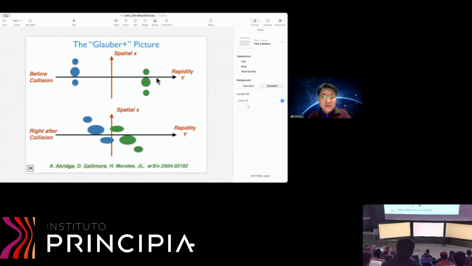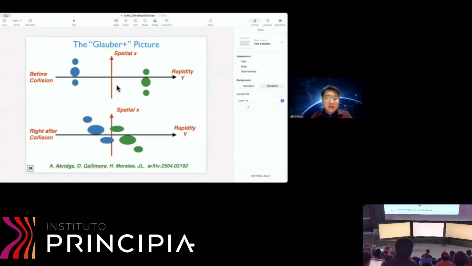So I use this little picture to give you an intuitive idea. Before collision, these are the beam particles. They all have the same beam rapidity. This is the rapidity, the horizontal axis. The vertical axis indicates spatial position x. This is important because the momentum in z and spatial x together give you angular momentum J in the y direction. So this is before collision.